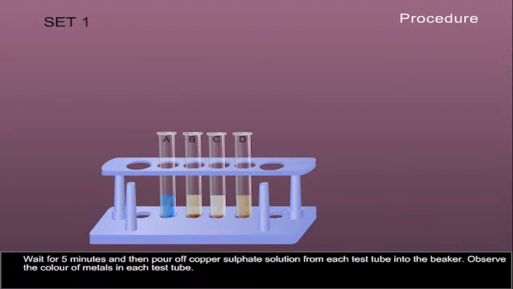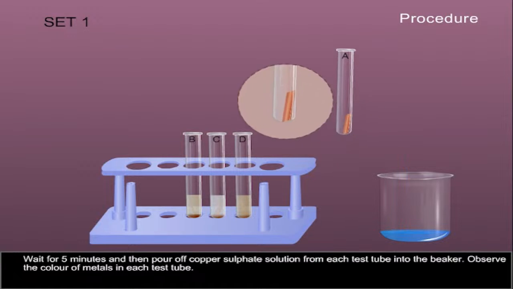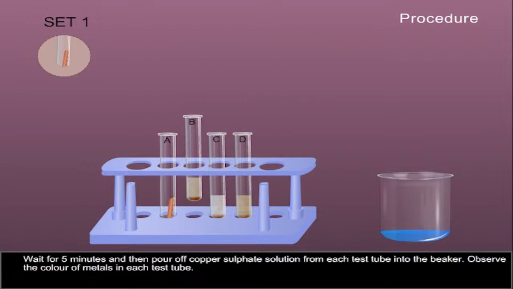Wait for 5 minutes and then pour off copper sulfate solution from each test tube into the beaker. Observe the color of metals in each test tube.